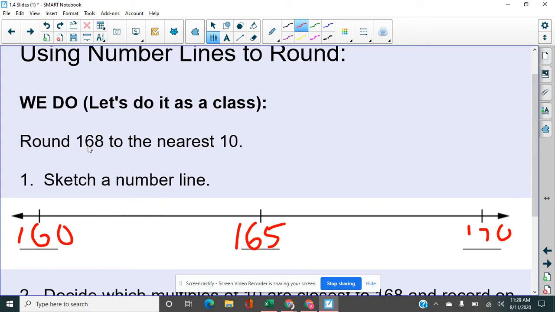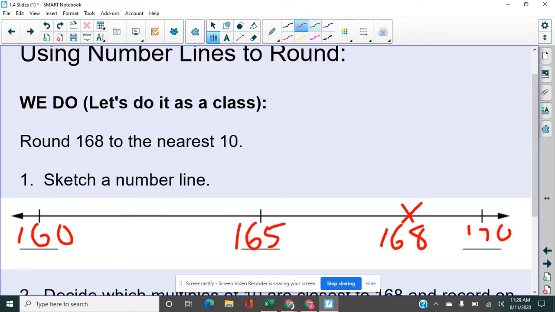Now I'm going to put 168 on this number line. Let's see, what do you think? Should it go right here? No, it doesn't go there, right? Because 168 is more than 165. It's almost 170, but not quite. So 168 is going to go right here.